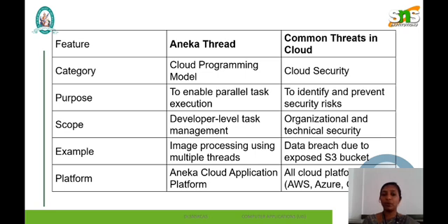Purpose: Aneka thread enables parallel task execution, but common thread identifies and prevents security risks after the process is complete. Scope: developer-level task management versus organizational technical security. Example for Aneka thread is image processing using multiple concepts, but an example for common thread is a data breach in S3 buckets. Platform: Aneka cloud applications platform can use the Aneka thread only.